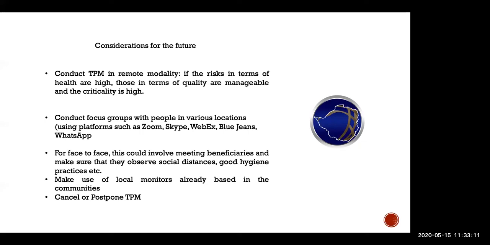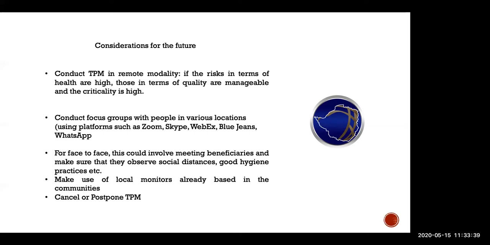But for some of the projects, they are very critical, and the program criticality is high, and they still need to monitor. For example, food distributions, to see if the efforts to keep down the COVID-19 pandemic are working, or everything is in place. They still need to continue monitoring these various projects. So what can be done?